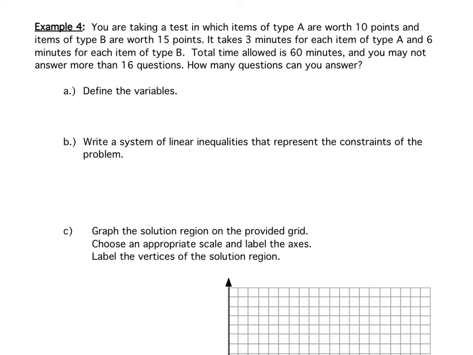Example 4. You are taking a test in which items of type A are worth 10 points and items of type B are worth 15 points. It takes 3 minutes for each item of type A and 6 minutes for each item of type B. Total time allowed is 60 minutes and you may not answer more than 16 questions. How many questions can you answer?